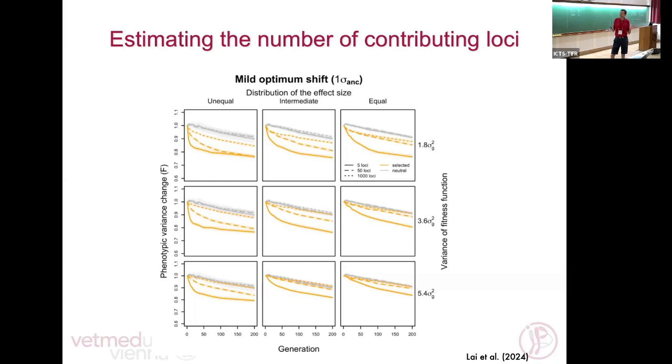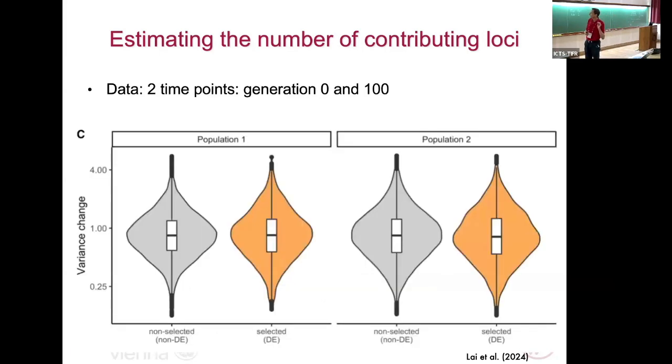Okay, so basically what I can tell you is that there is a way of estimating the number of contributing loci using experimental evolution. It's not very powerful. So now let's get to a two-genotype experiment. Can we get a better handle on the number of contributing loci when we look at the genes themselves?